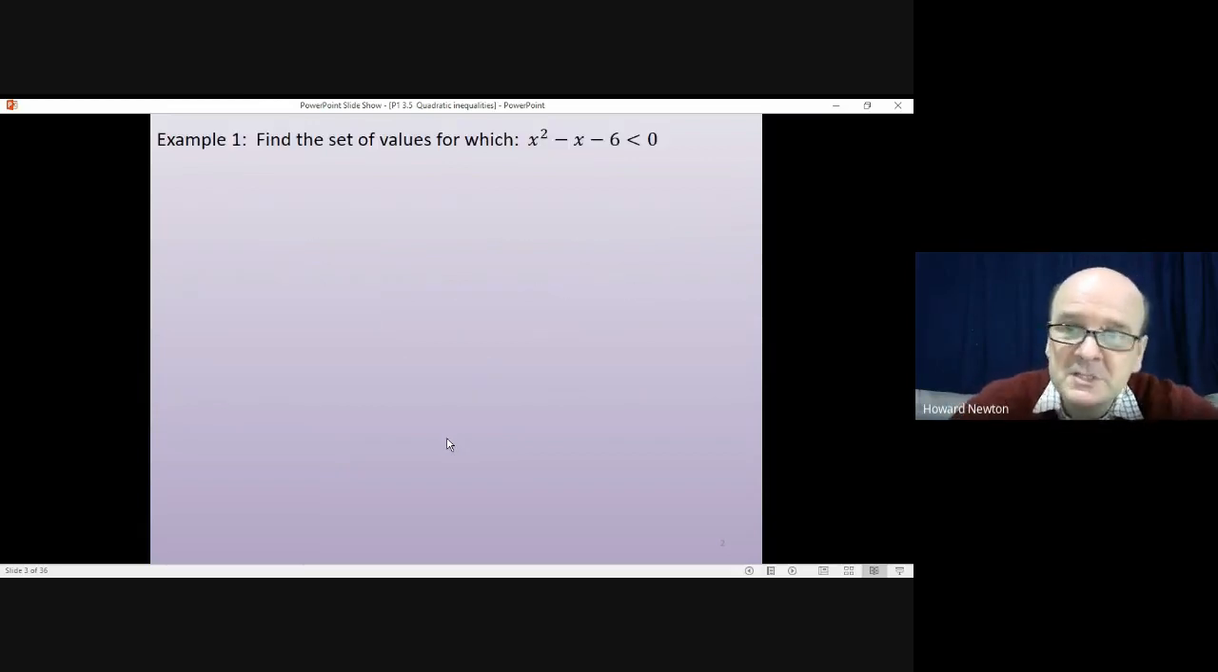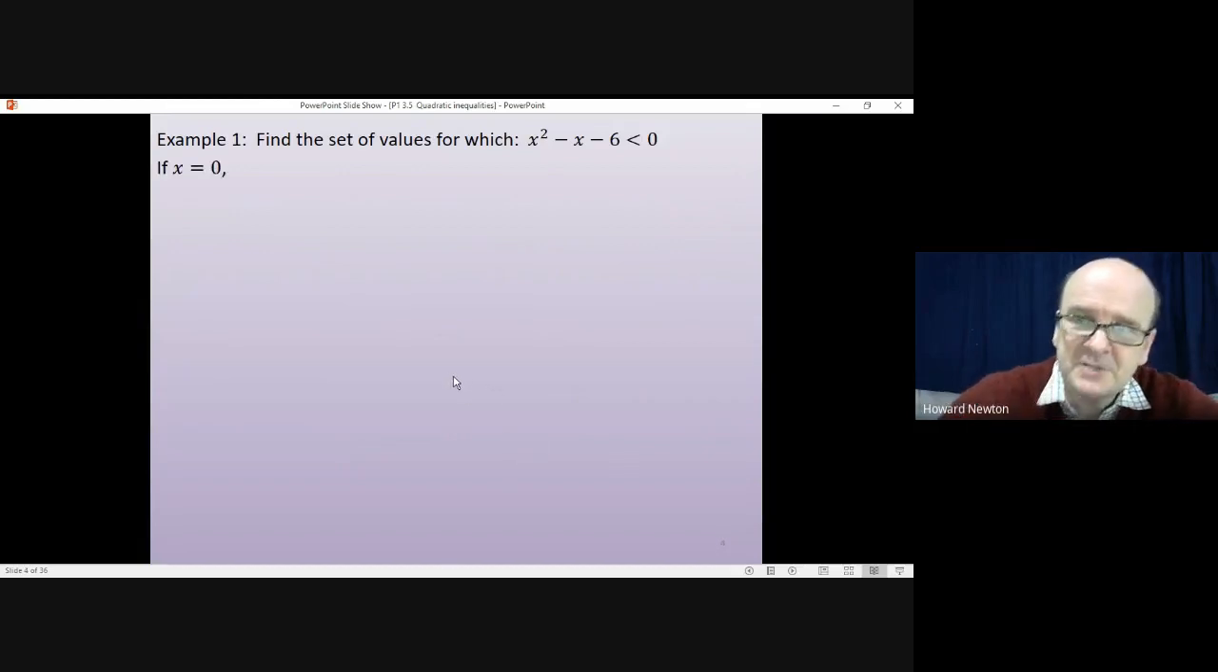Okay, first example. Have a go at this one yourselves. So sketch the graph and then write down what you think the set of values are for which the quadratic is less than 0. Pause the video, come back to me when you're ready. Okay, we'll have a look at this together.